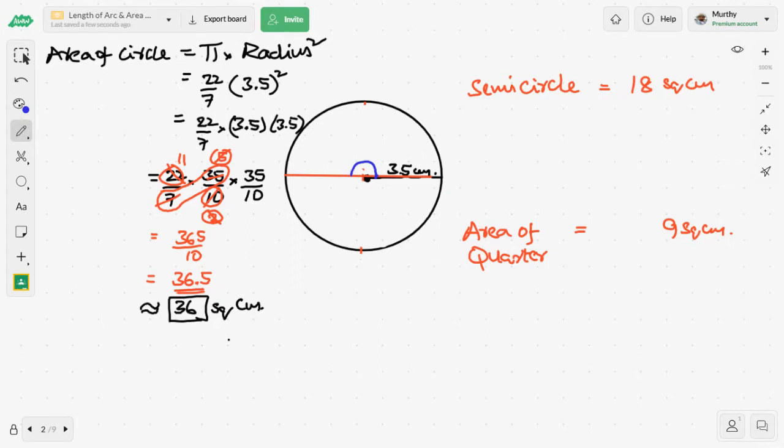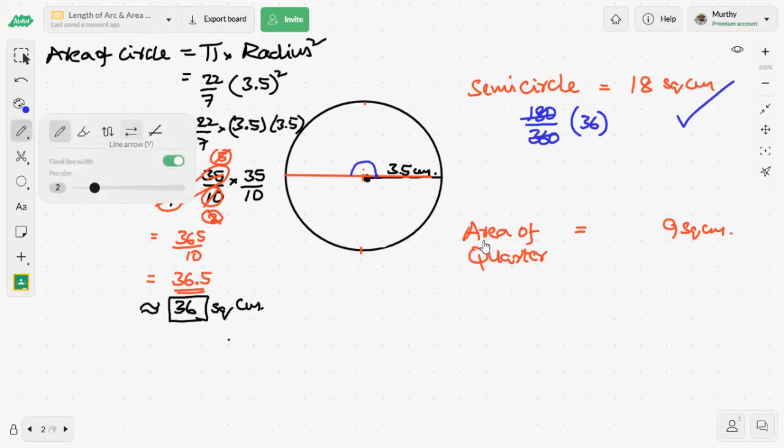So how is it connected? If I take 180 degrees, please remember a straight line makes 180. So 180 divided by the total angle 360 degrees, times whatever the area is. You know, 180 over 360 gives me half. Half of 36 equals 18.